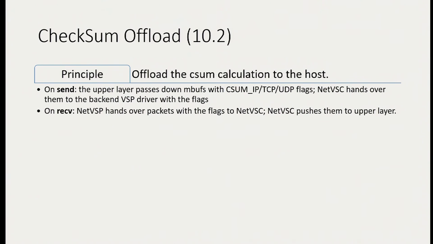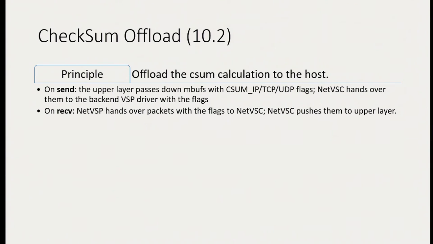with the RNDIS protocol with the host. The receive path is done with the same technology. When the host passes the Ethernet frame to us, the host can give the related flag with the Ethernet frame, and we just create an mbuf with the related flag and hand over the mbuf to the upper layer, the TCP stack.